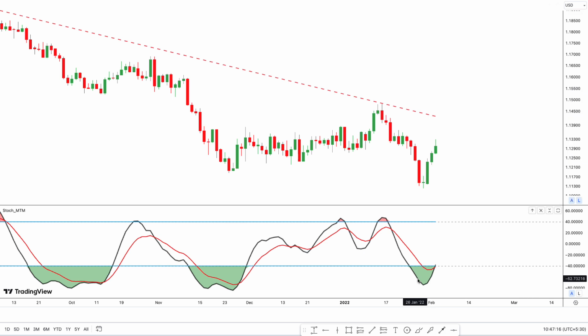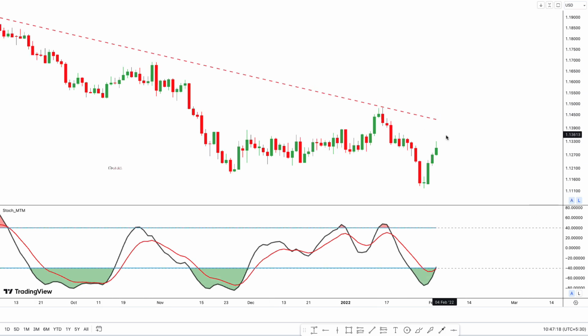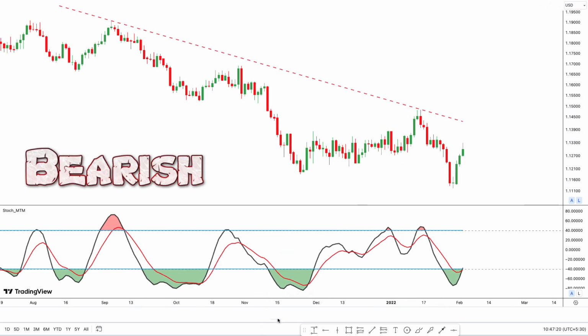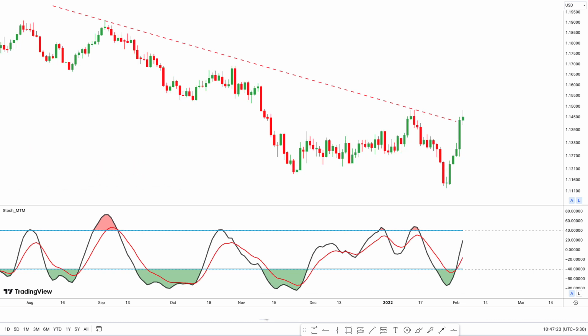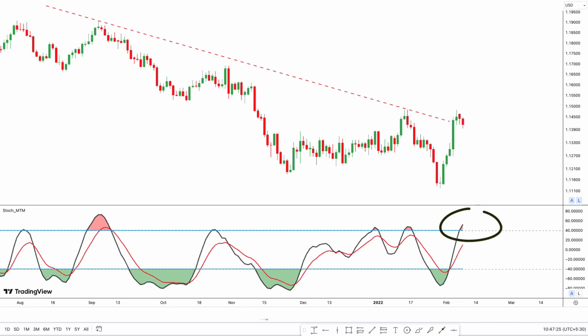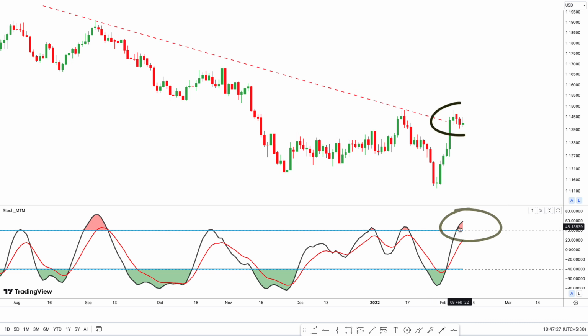To take a short trade, it's going to be the opposite. So in a bearish trend, for example, here, we're basically going to wait for the stochastic oscillator to go above the upper band. This indicates a pullback in a bearish trend.